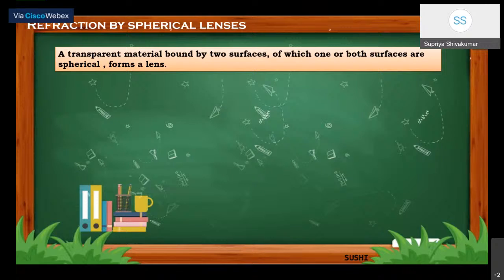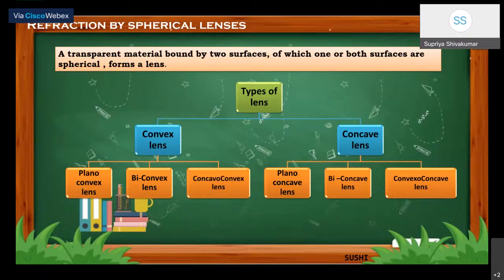Okay, moving on. When we say lens, we know that there are two types of lens, which is very easy for us to say, which is nothing but convex lens and concave lens. In these also you can see further some more types. In convex lens you can see three types, similarly in concave lens you can also see three types. So what are they? Here you can see the hierarchy that I have given here. So what does it say?